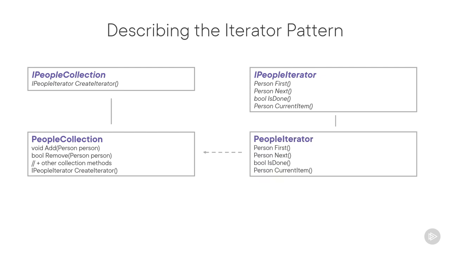The last part of the story is the concrete implementation of the iterator, the people iterator. It implements the iPeopleIterator interface, and it will contain the actual logic for iterating over our people collection, sorted alphabetically by name. Let's map this to the pattern structure.